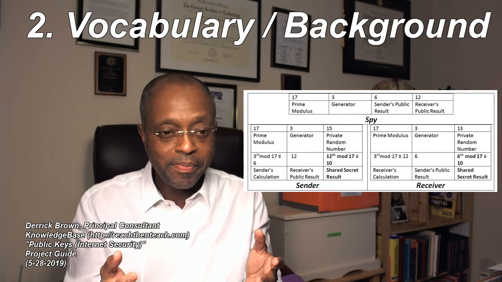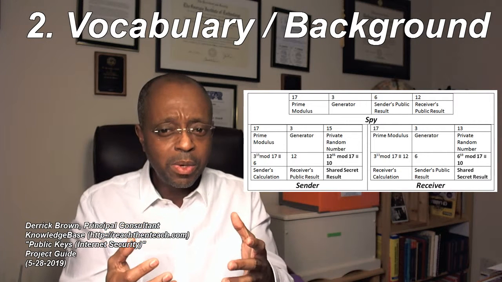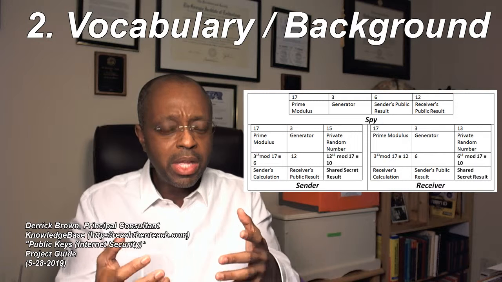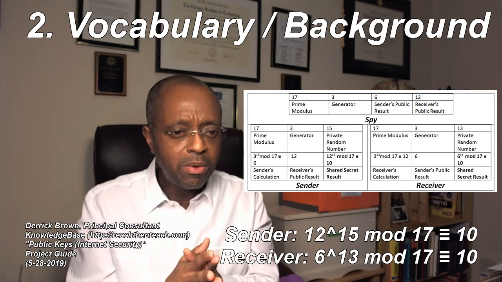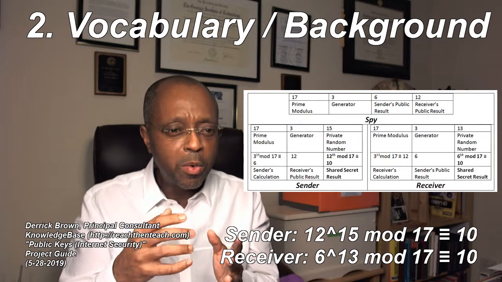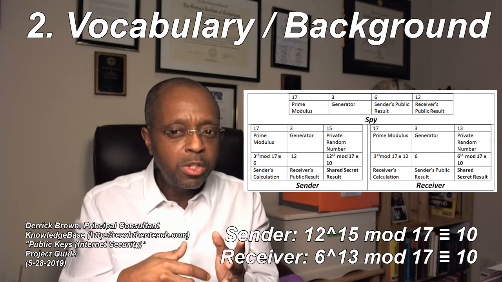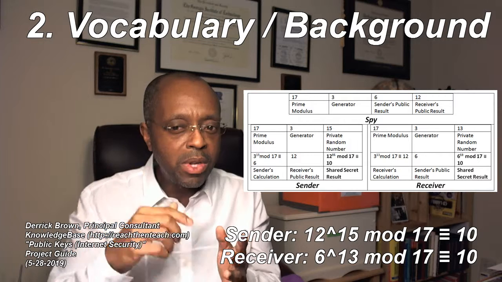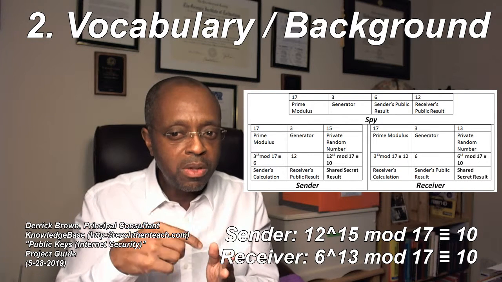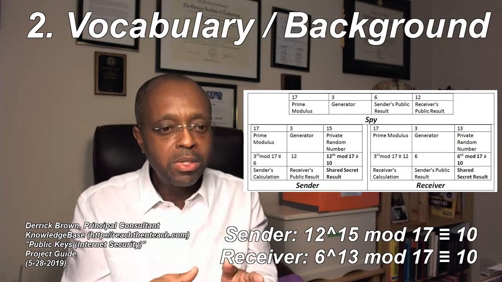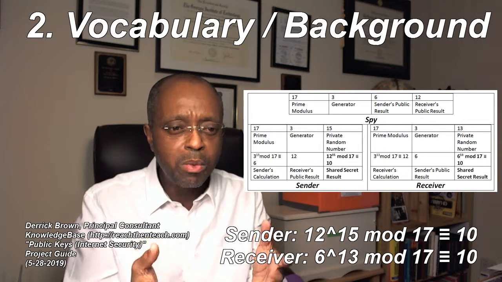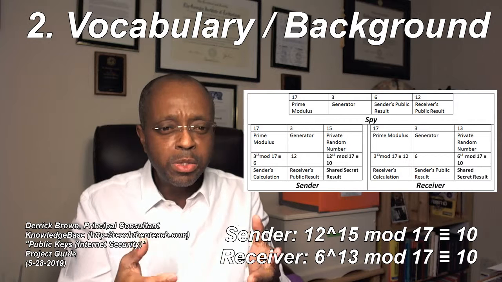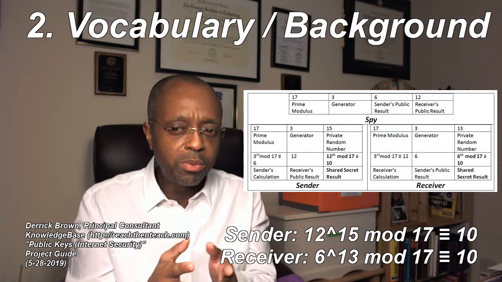Here's the trick. The sender is going to take 12, the number they receive from the receiver, and they're going to raise 12 to their private number 15. They're going to do 12 to the 15th power modulo 17. They get 10. So that will be the number that ensures their encryption, their password, if you will.